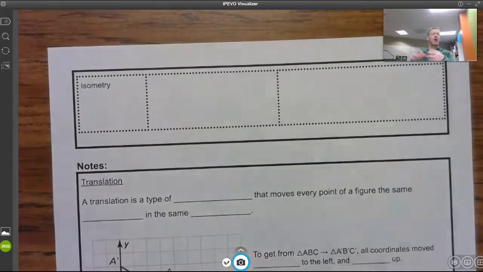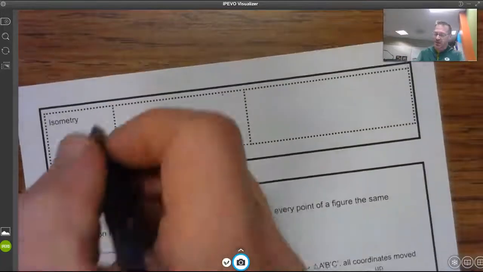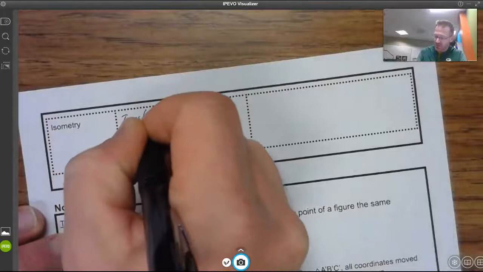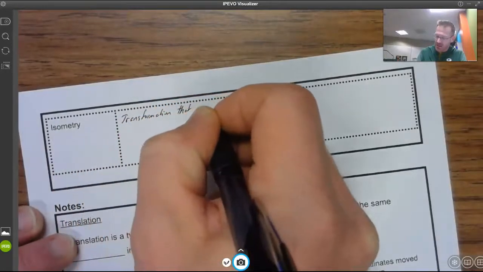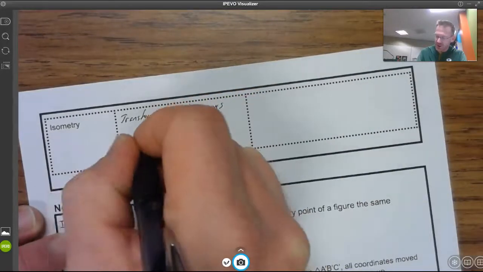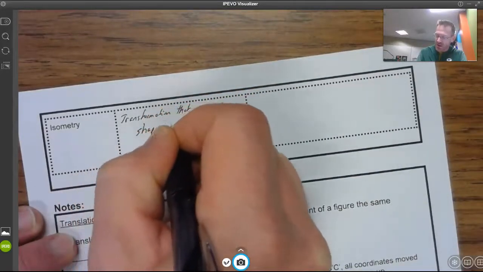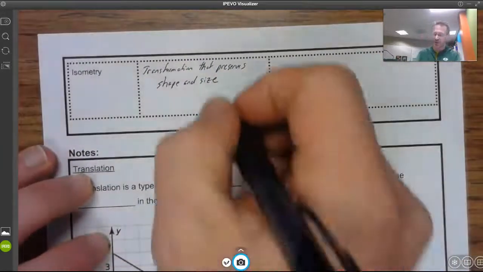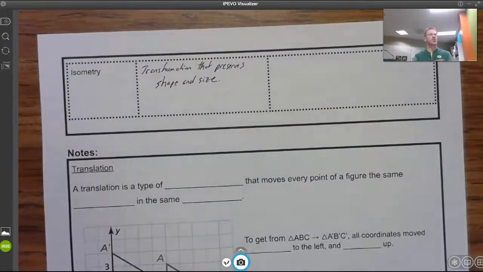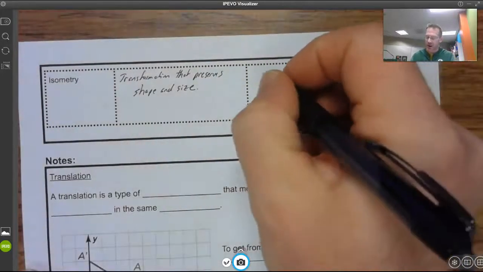transformations are isometries. An isometry is a transformation that preserves shape and size. So a transformation that preserves shape and size, which is what the opener did, right? We just moved that triangle. It didn't change shape, it didn't change size. So an isometry preserves that shape and size. And I'll put C opener.